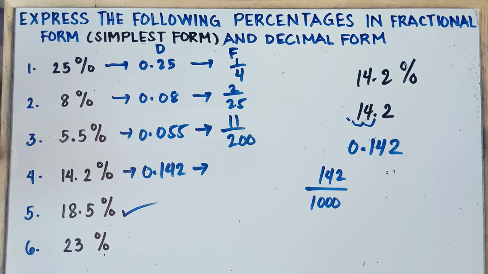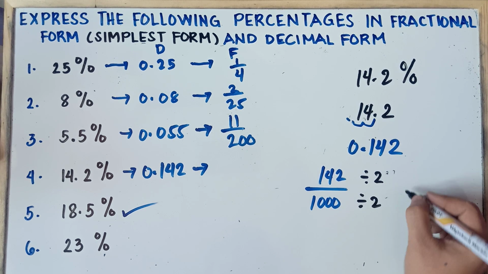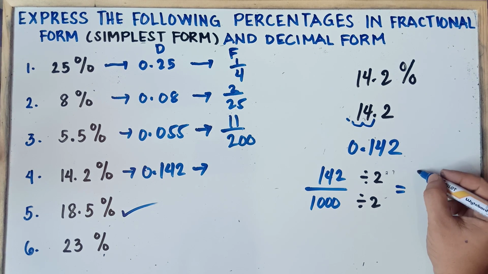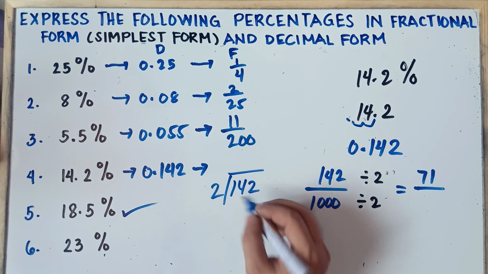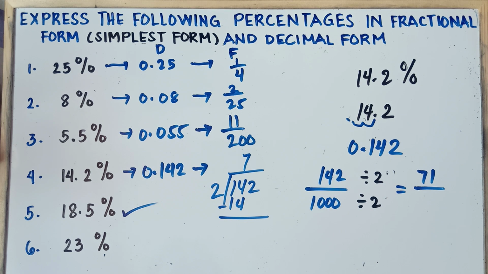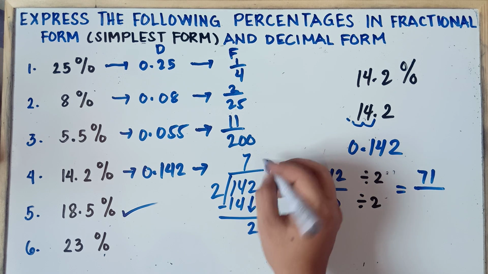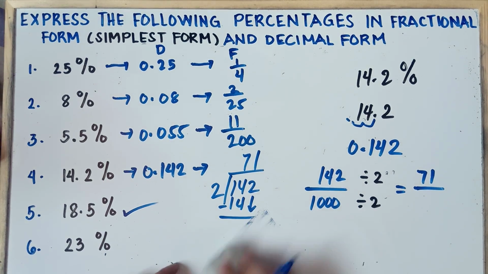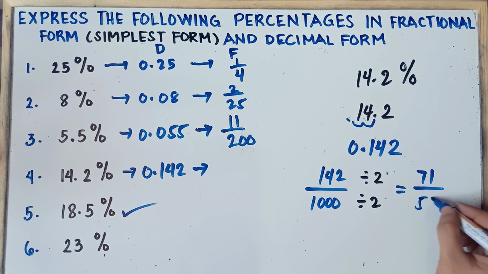So can we reduce? Yep. We can actually reduce by 2. So divide by 2, divide by 2. So half of 142, that is 71. Alright, so let's double check. 142 divided by 2. 14 divided by 2, that's 7. 7 times 2 is 14. Subtract 14 minus 14, that is 0. Bring down 2. So 2 divided by 2, that's 1. 1 times 2 is 2. Subtract, that is 0. Alright, so 71, then 1,000 divided by 2, so half of 1,000, that would be 500.